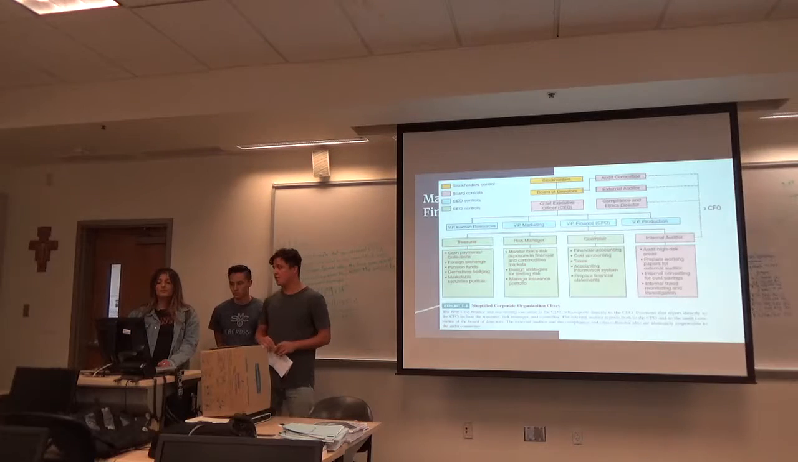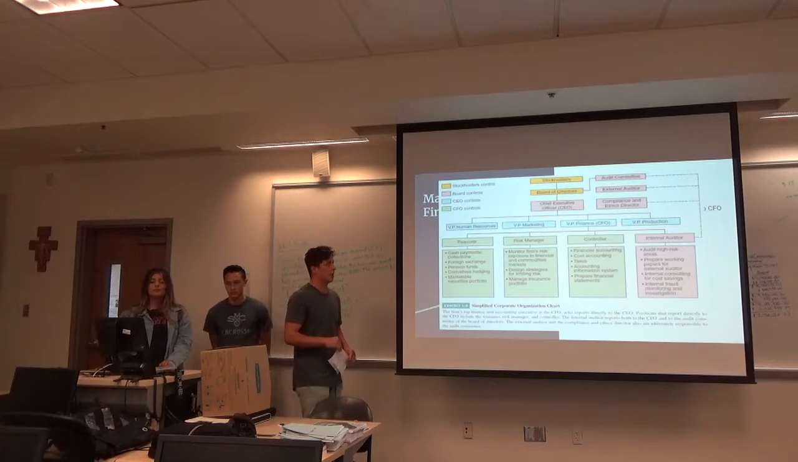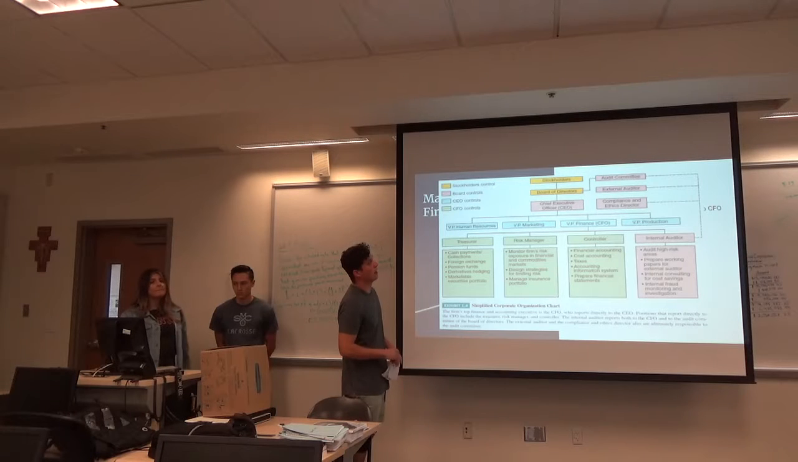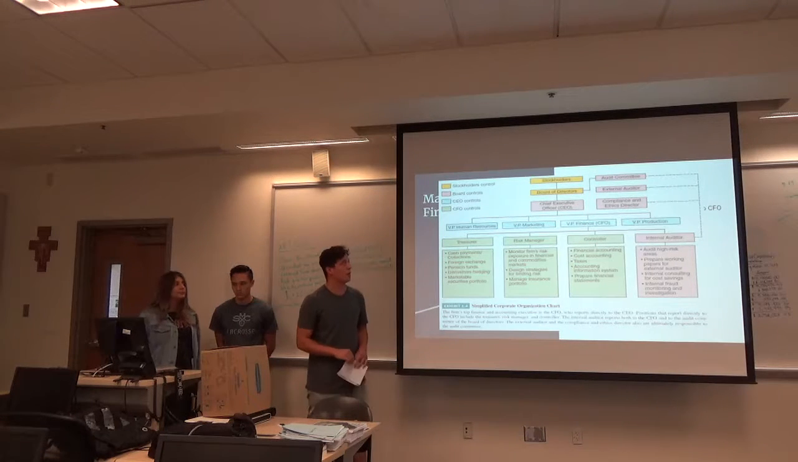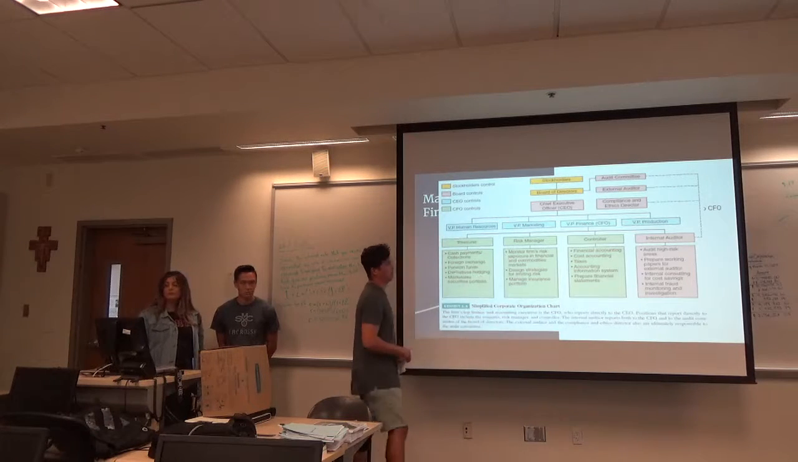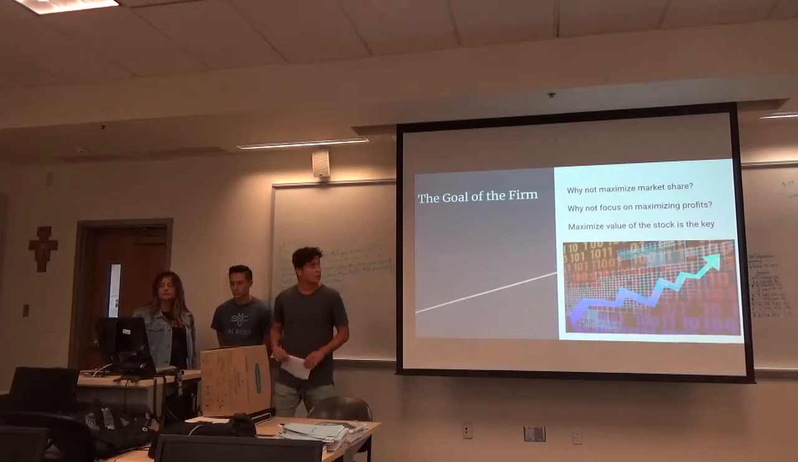We can go to the next one. This is a visual representation of the hierarchy. As you can see, on the top is the board-controlled audit committee, external auditor, and compliance and ethics director, and all of these report directly to the CFO.